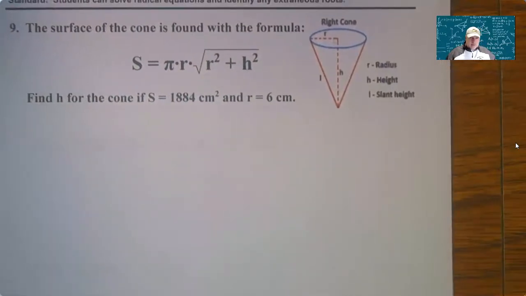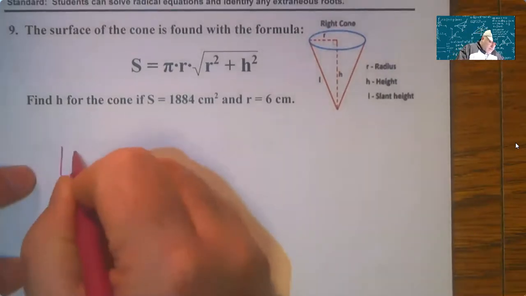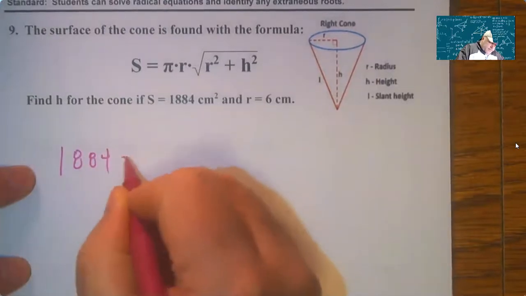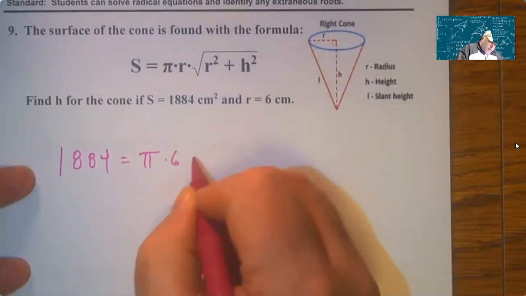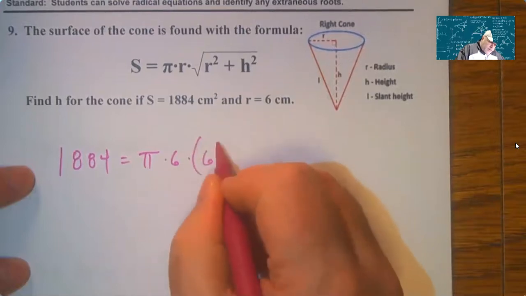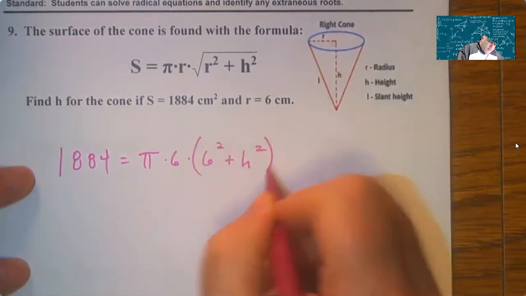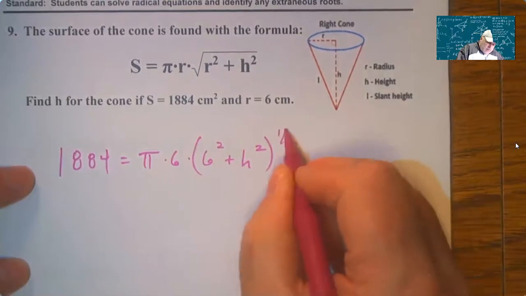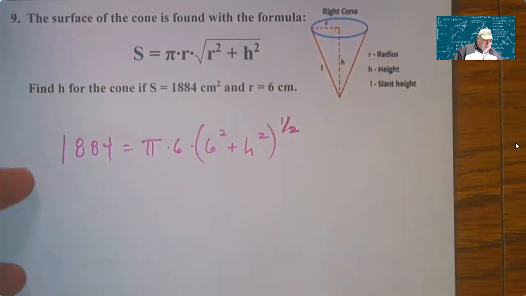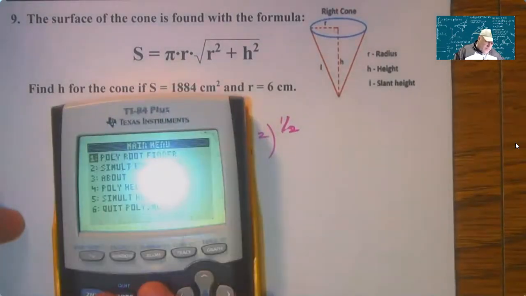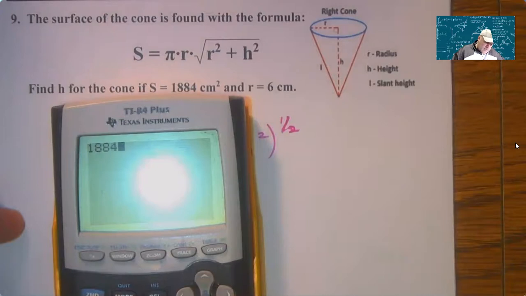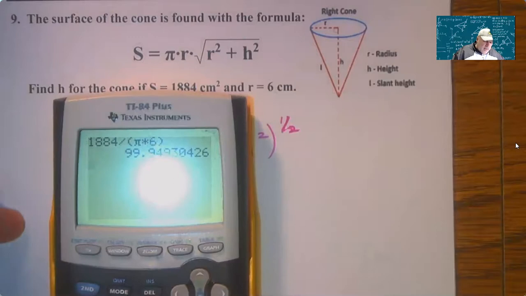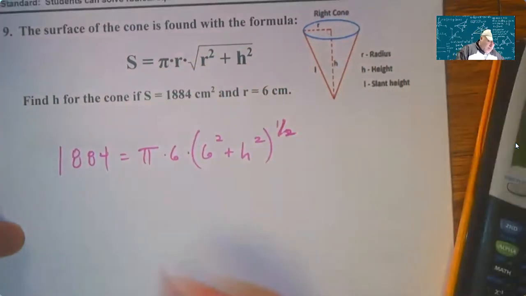Okay, so here's some more solving. So 1884 is pi times 6 times the square root of 6 squared plus h squared. So we need to get at h. So we need to divide 1884 by pi times 6, which you can just decimalize. Divided by pi times 6. So that's 99.95 if you want.